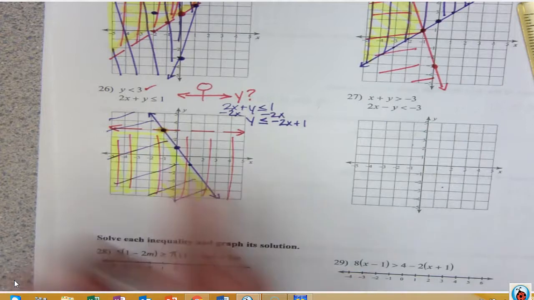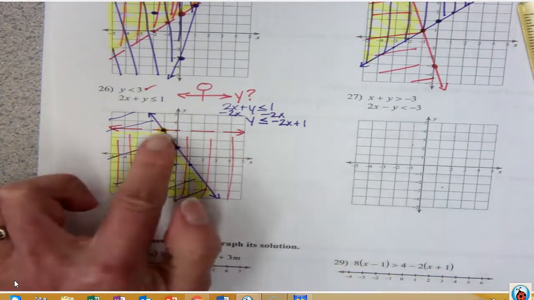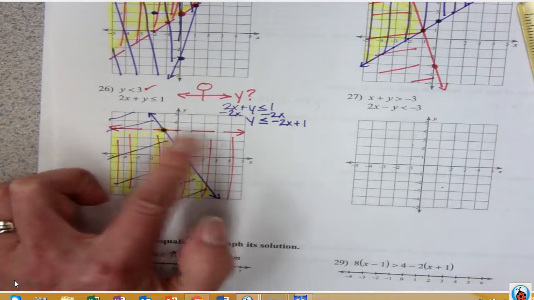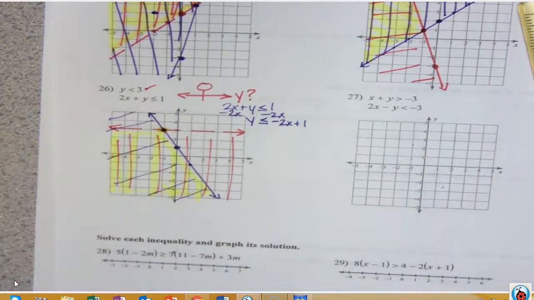No, it's not, because this is a dashed line. So that is not a solution for this dashed line, and it has to be a solution for both. So there you go. Shout out to her.